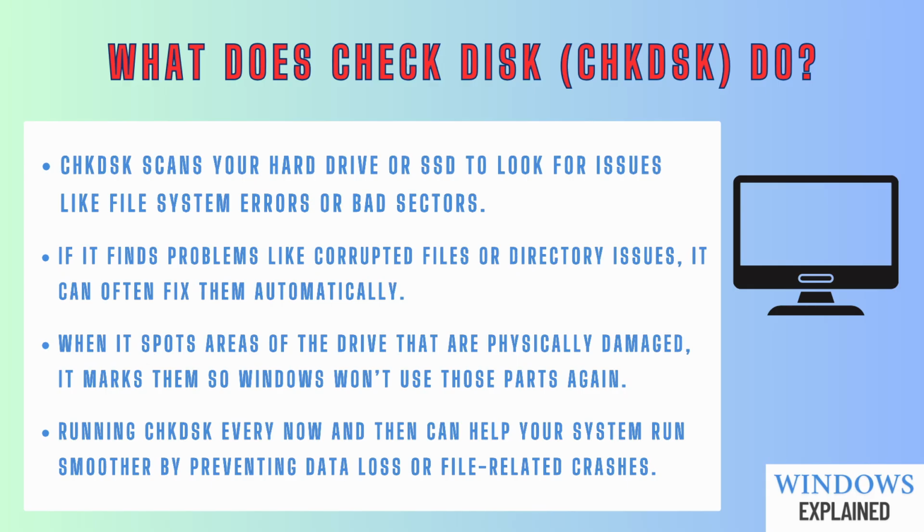What does Check Disk do? Check Disk scans your hard drive or SSD to look for issues like file system errors or bad sectors. If it finds problems like corrupted files or directory issues, it can often fix them automatically. When it spots areas of the drive that are physically damaged, it marks them so Windows won't use those parts again. Running Check Disk every now and then can help your system run smoother by preventing data loss or file-related crashes.